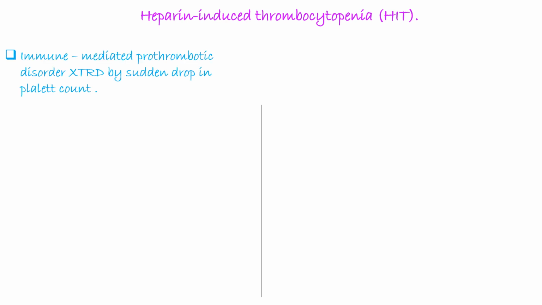Heparin-induced thrombocytopenia. This is when you have an immune-mediated prothrombotic disorder characterized by a sudden drop of platelets. So three things are happening in this statement. Number one, it's immune-mediated, meaning our body is attacking something in our body. Number two, it's prothrombotic, meaning we are forming clots. Number three, it is characterized by a sudden drop in platelets, meaning in this prothrombotic situation we are consuming our platelets. So let's continue.